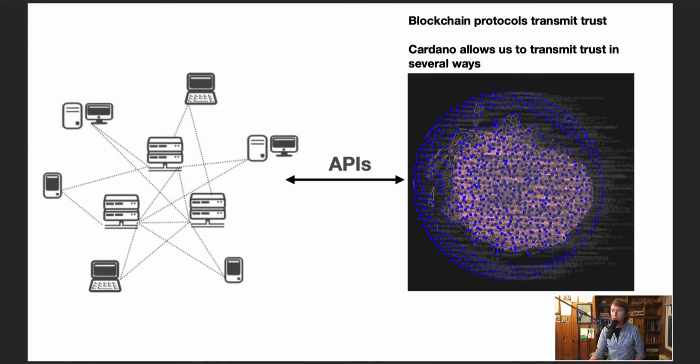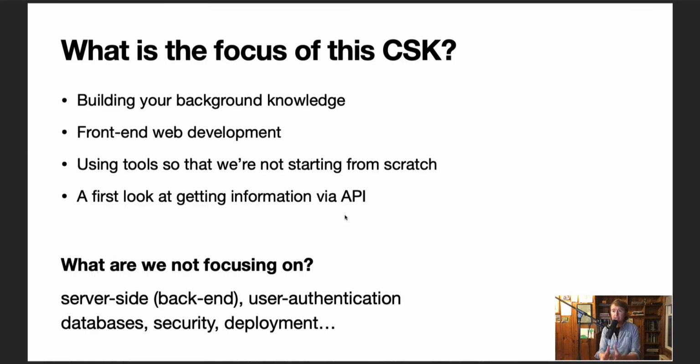How does one protocol like Cardano talk to another? If I'm building web-based applications that mostly rely on HTTP, how do I inject a little bit of blockchain into those? Well, the answer is in application programming interfaces, or APIs, okay? APIs provide a standardized way for transmitting data, for what kinds of data and what kinds of requests can be made. So this is the focus of this starter kit, okay?